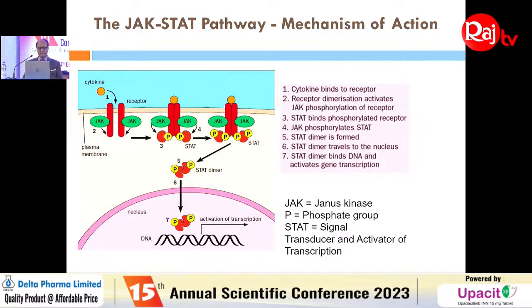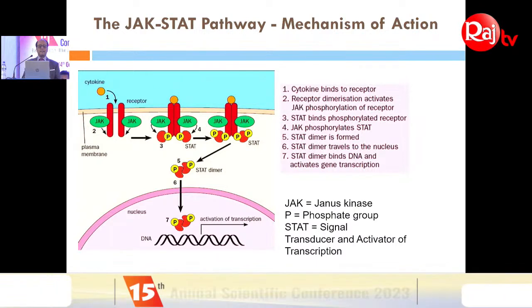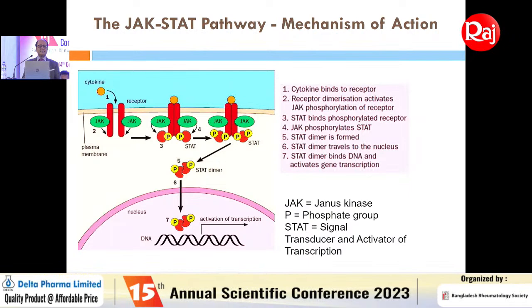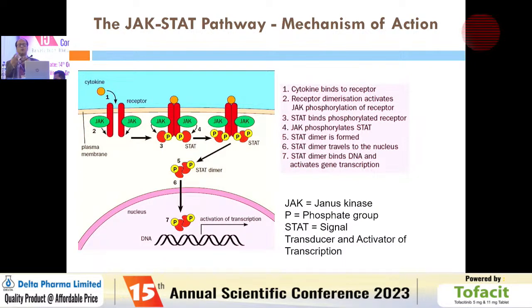Now, how do they really work? Here we find the cytokine, and the cytokine comes to the cell surface receptor. Here we can see the receptor, it binds to the receptor, and receptor dimerization means its activity increases, and it activates Janus kinase phosphorylation of the receptor. We have to remember this Janus kinase mechanism is totally intracellular, within the cell.